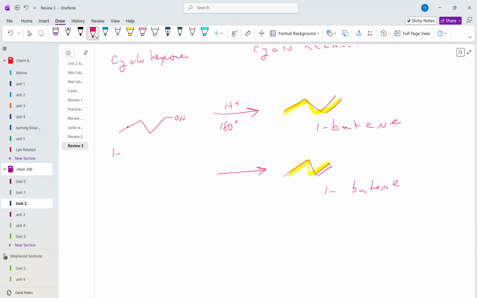So this would be a 1-butanol. And then you can pull off water, but it's a high temperature. Okay, what's another way? This way is trickier. Second way.